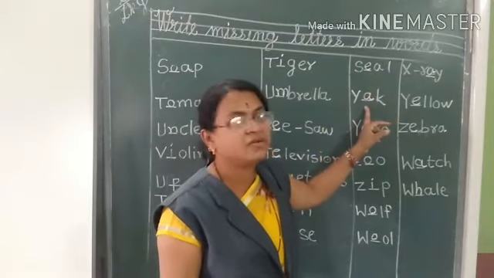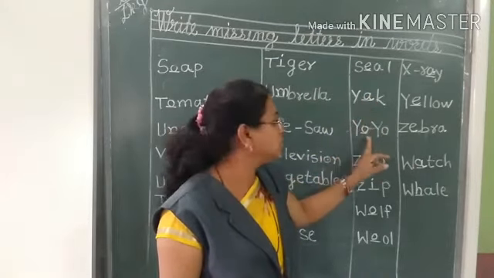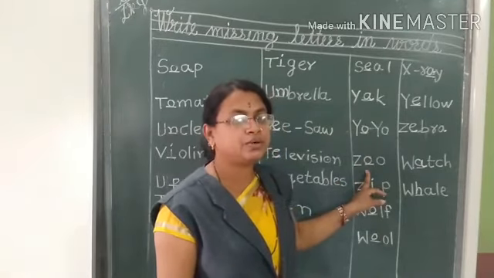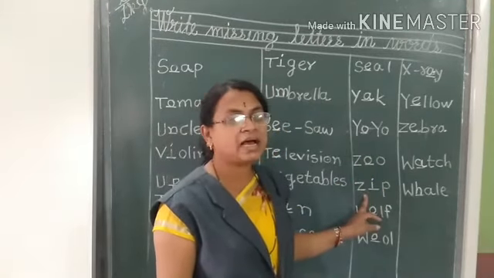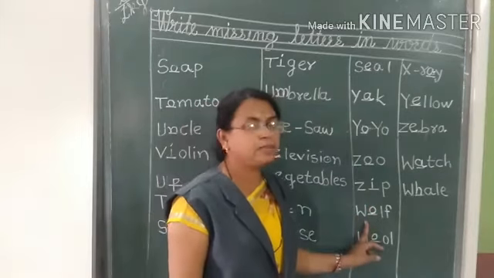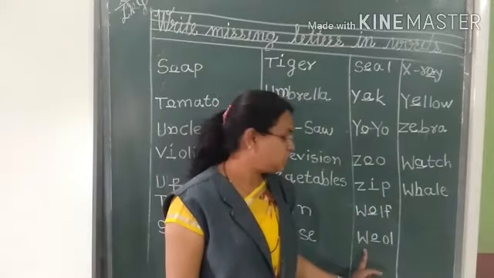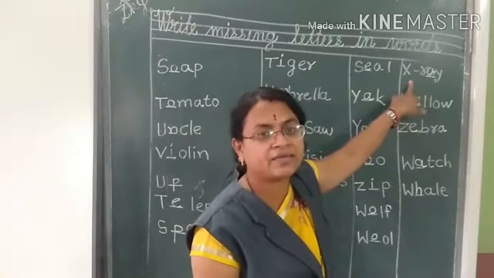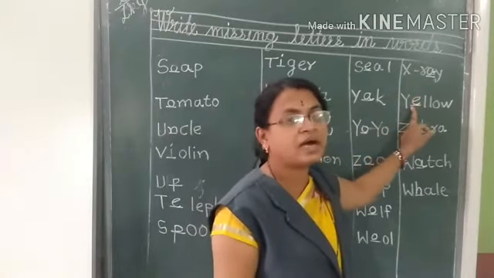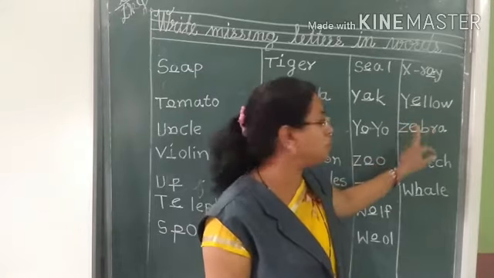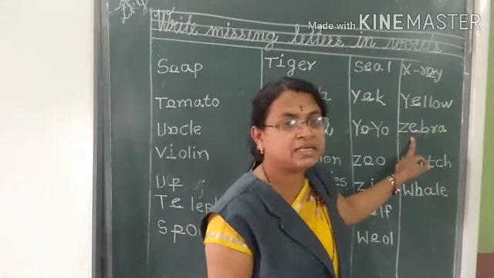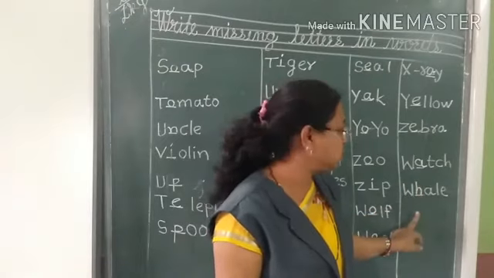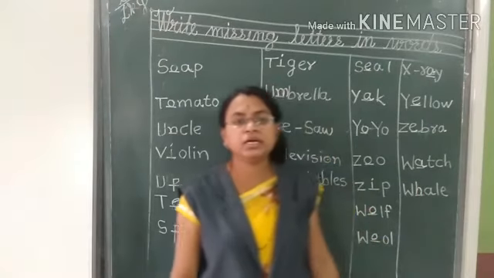S-E-A-L, seal. Y-A-K, yak. Y-O-Y-O, yo-yo. Z-O-O, zoo. Z-I-P, zip. W-O-L-F, wolf. W-O-O-L, wool. X-R-A-Y, X-ray. Y-E-L-L-O-W, yellow. Z-E-B-R-A, zebra. W-A-T-C-H, watch, and W-H-A-L-E, whale.